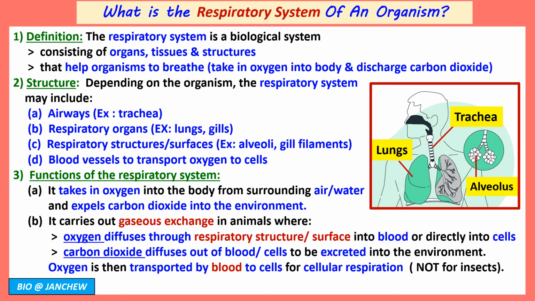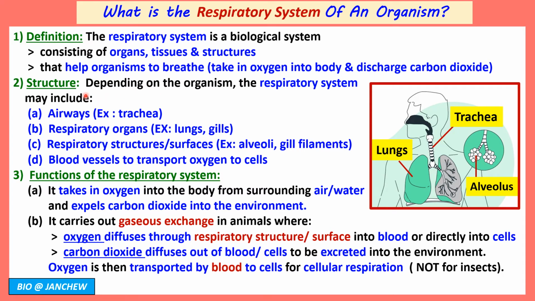Now, first of all, what is the respiratory system of an organism? The respiratory system is a biological system consisting of organs, tissues, and structures that help organisms to breathe, meaning to take in oxygen into the body from the environment, like for humans, breathing oxygen into the lungs, and expelling the carbon dioxide from the body into the environment.